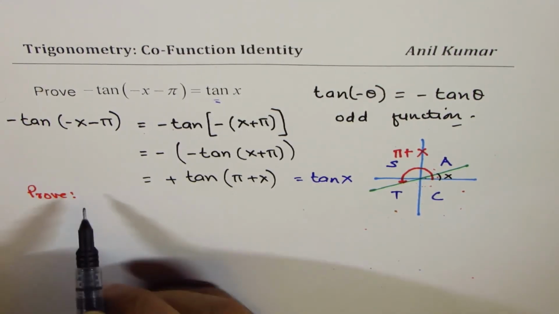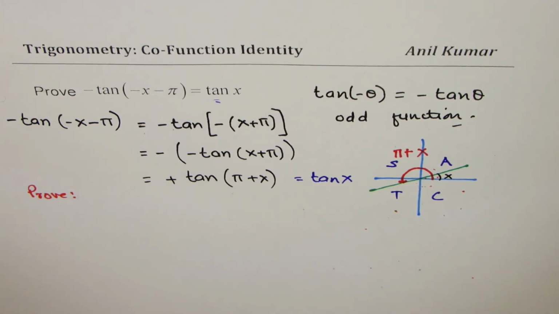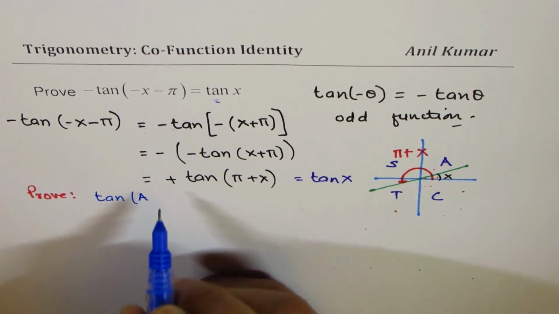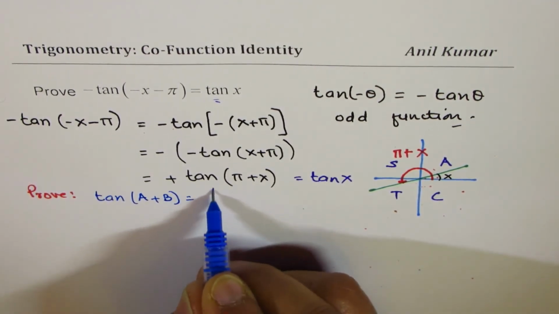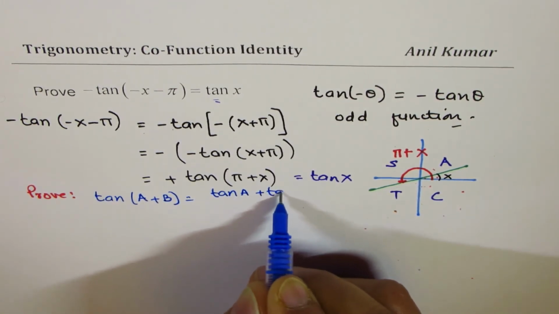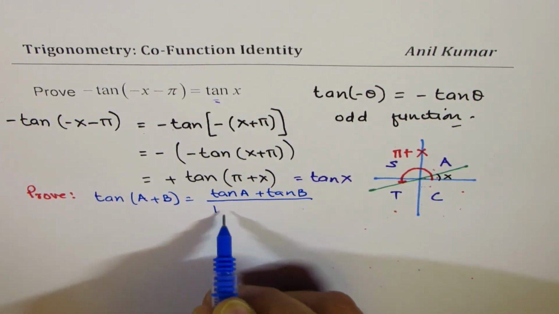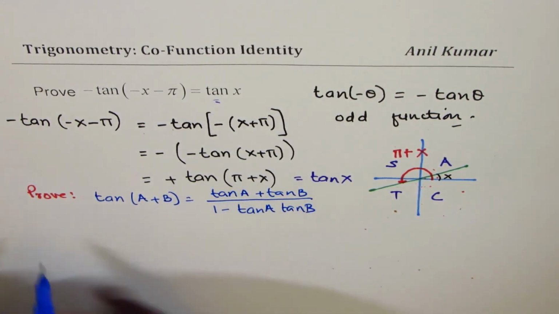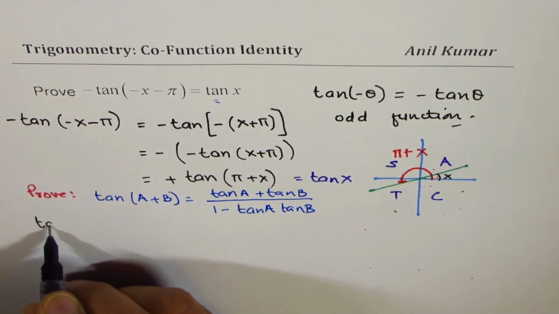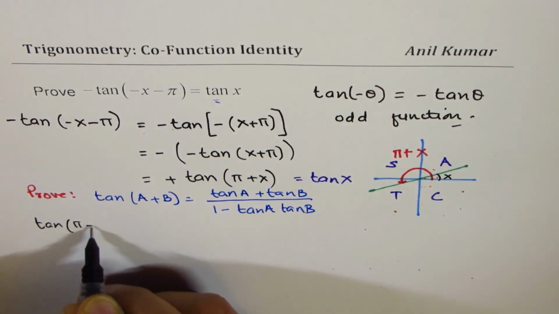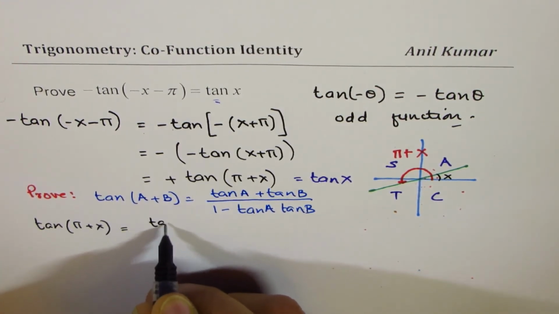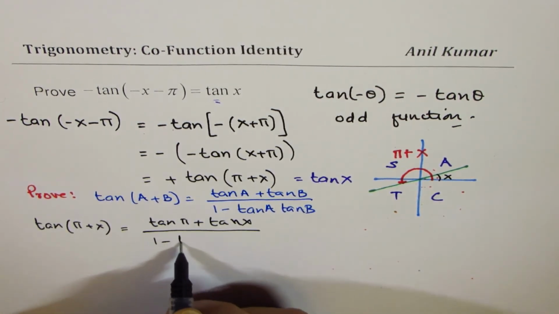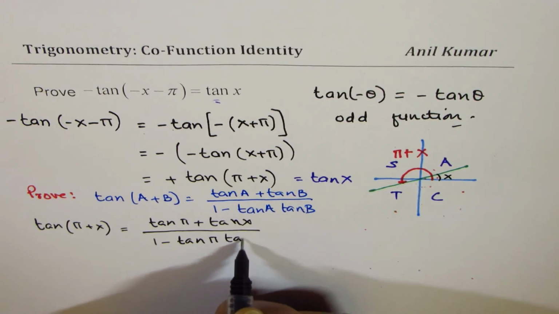To prove, we'll use the compound angle formula, let me rewrite it here, which is tan(A + B) equals (tan A + tan B) divided by (1 minus tan A tan B). So we could write tan of (π + x) as equal to (tan π + tan x) over (1 minus tan π tan x).